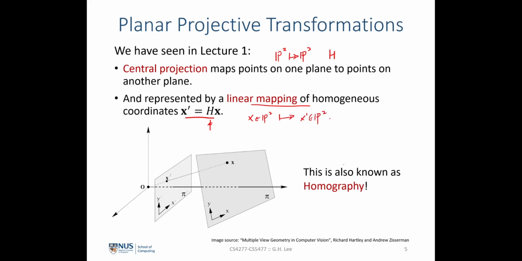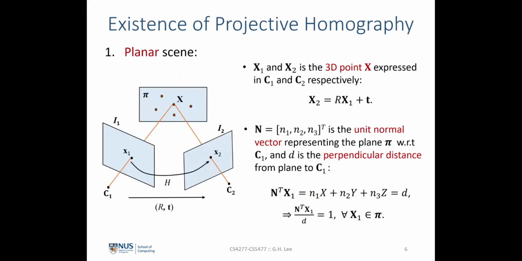And today we'll look at this particular transformation in the most general form, the projective transformation, which we will also call homography in today's lecture. And we'll look in particular at how to estimate this homography using the 4-point RANSAC algorithm. But before we look at how to estimate the homography using 4-point correspondences from a pair of images, let's first look at the existence of projective homography.